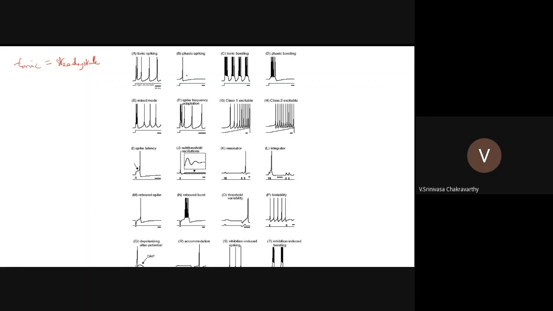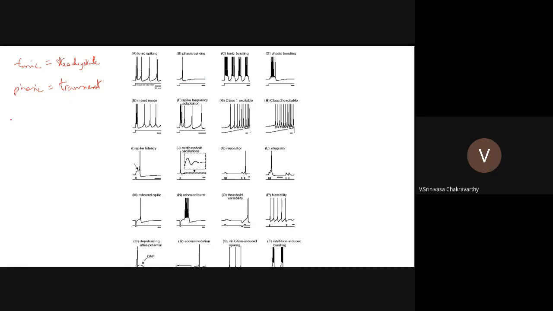Similarly, the same neuron model can also show what is called phasic spiking. Phasic, again, to translate into engineering terms, this is a neuroscience term, is simply transient. Transient means it will spike briefly and stop. So in this case, it's showing one spike and it's stopping.